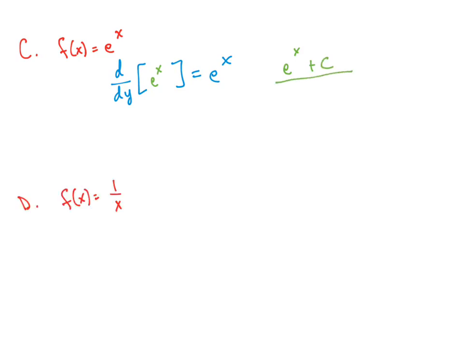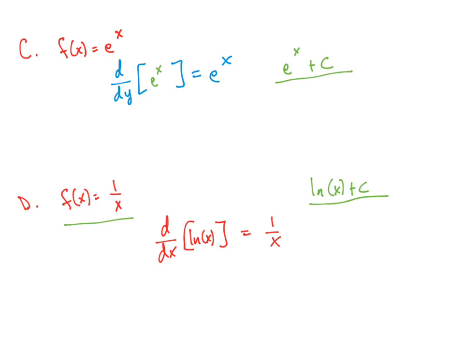And then the last example in this set, we have f of x is equal to 1 over x. So you want to think, if I were to take the derivative of some function, what function, when I differentiate it, will end up with 1 over x? So which function, when I differentiate it, will lead to 1 over x? And that function is ln of x here. So the antiderivative is going to be ln of x plus c. And again, take the derivative of ln of x plus c, and you'll see that we end up with our original function.